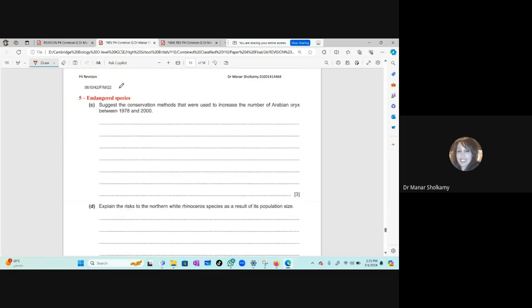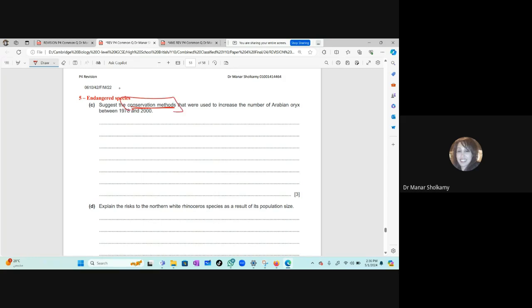Okay, endangered species also are very, very common. What are endangered species? What is the cause for them to become endangered? And how do we protect them? Now, suggest conservation methods that are used to increase the number of the Arabian oryx between 1978 and 2000.